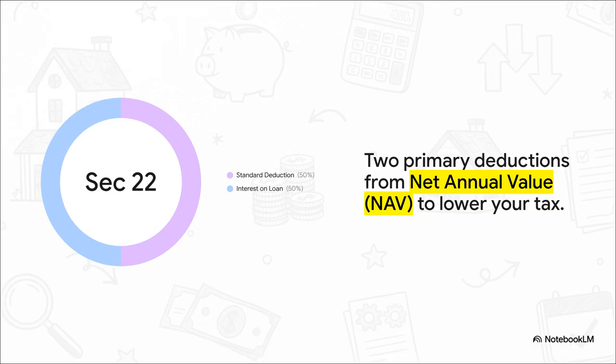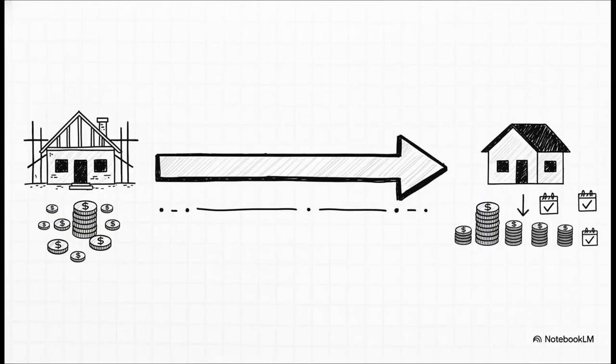The second big one, and often the most substantial, is the deduction for interest you've paid on a home loan. Let's dig into that interest deduction a bit more. It's not just for buying a house. It also covers loans for construction or even repairs.